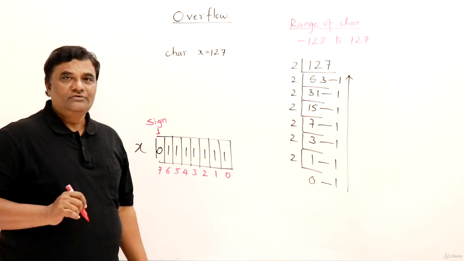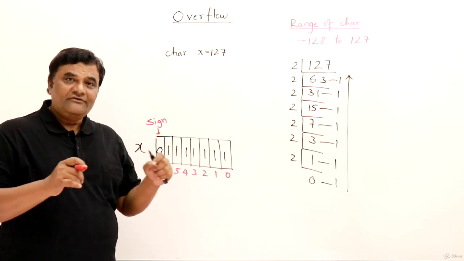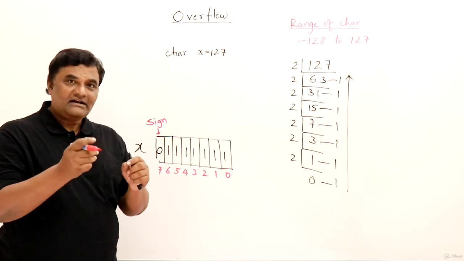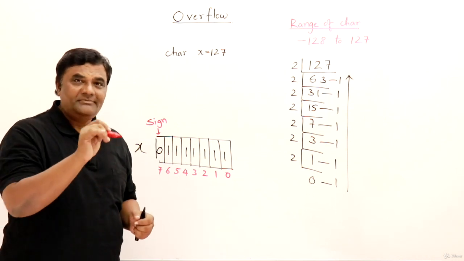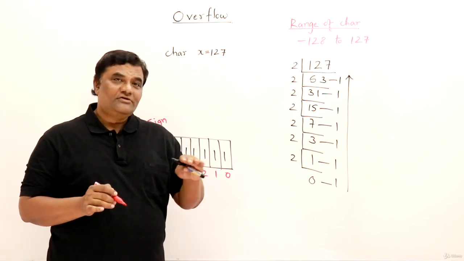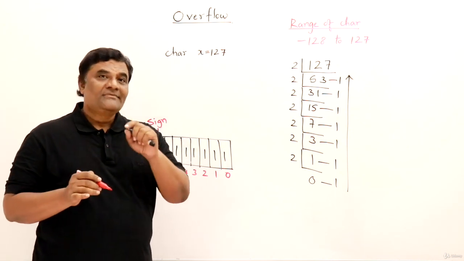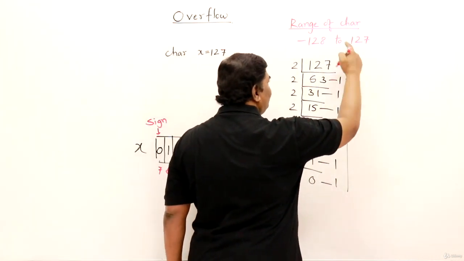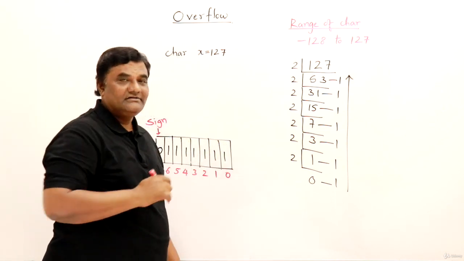Then one more thing we should know: what is the range of values that a character can store? Characters are alphabets we use, but we don't write alphabets in the memory. We write ASCII codes for them, right? So what is the range of values? It is from minus 128 to 127. So the range of character is minus 128 to 127.